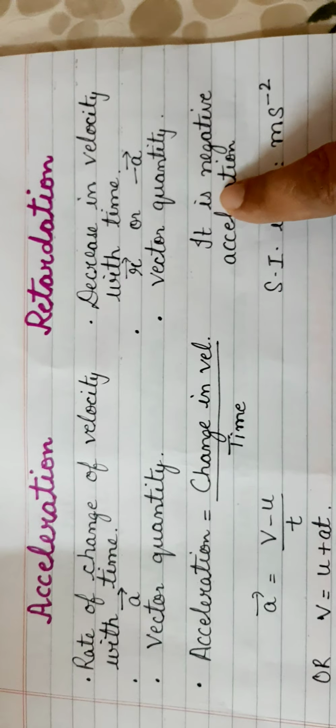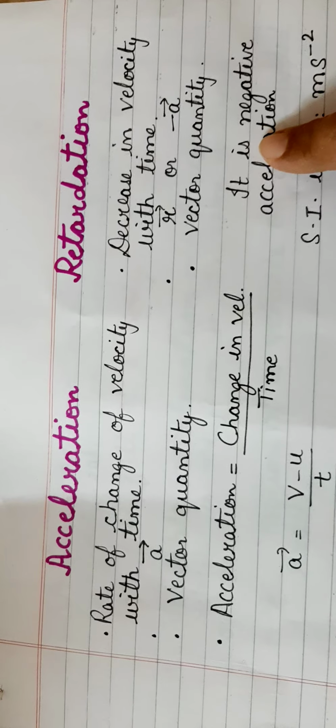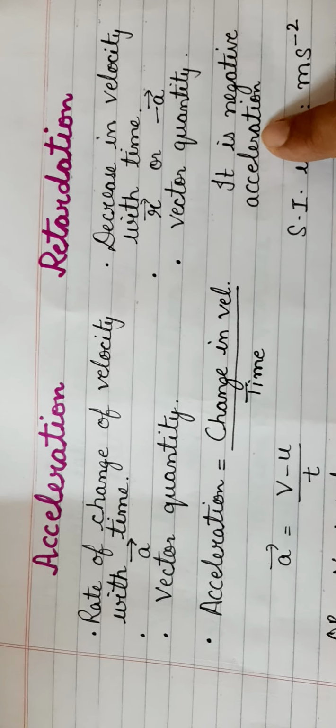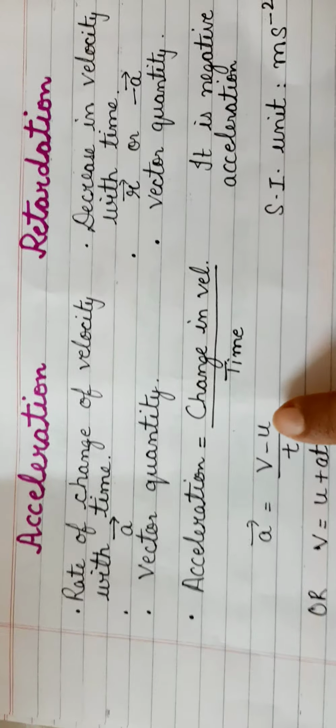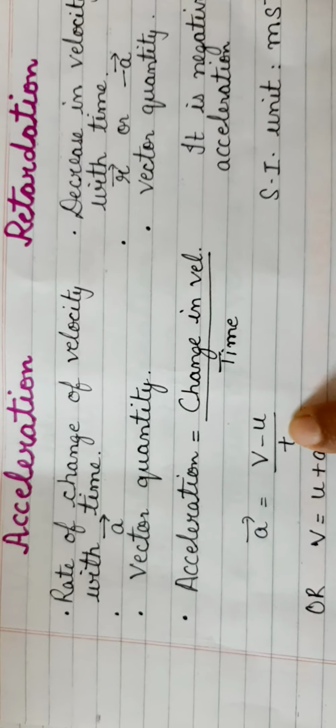But what about retardation? When brakes are applied to a vehicle, it will show a decrease in velocity. And therefore, it is said to have a negative acceleration or retardation. It is also calculated by the same formula, v minus u over t, but the value would be negative because the value of u is greater than the value of v in case of retardation. So therefore the acceleration is negative. But in case of acceleration, the value of v is greater than u. So therefore it is positive in nature.